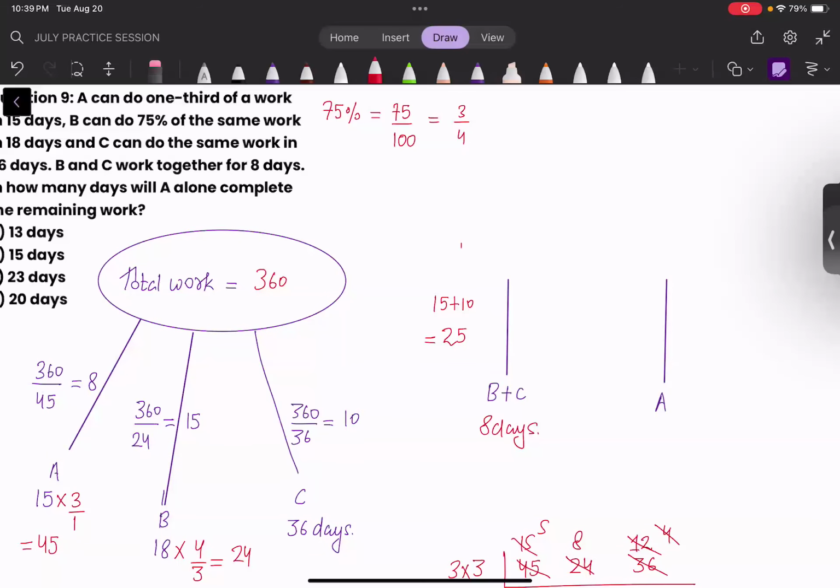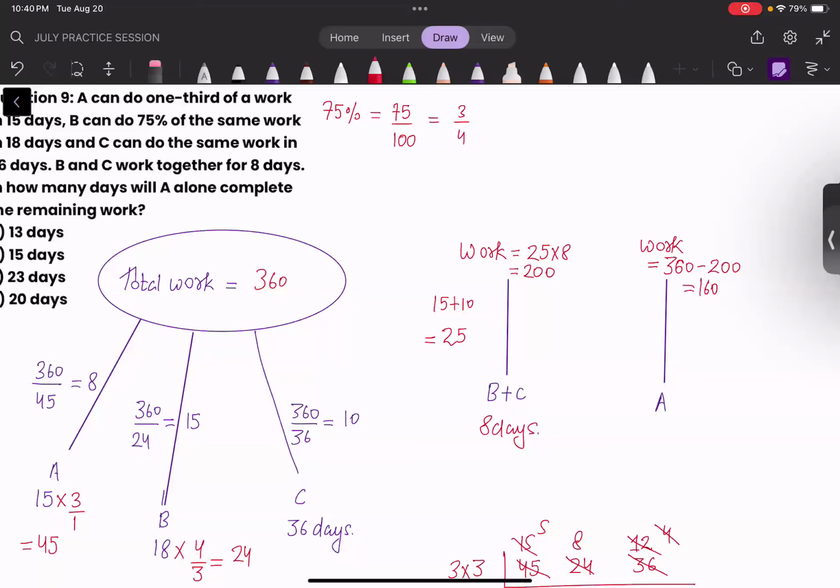How many questions will you solve? 25 into 8. That means 200. Okay, total questions are 360. 200 questions done by B and C. So how many questions remain? 160, because 360 minus 200 is 160.